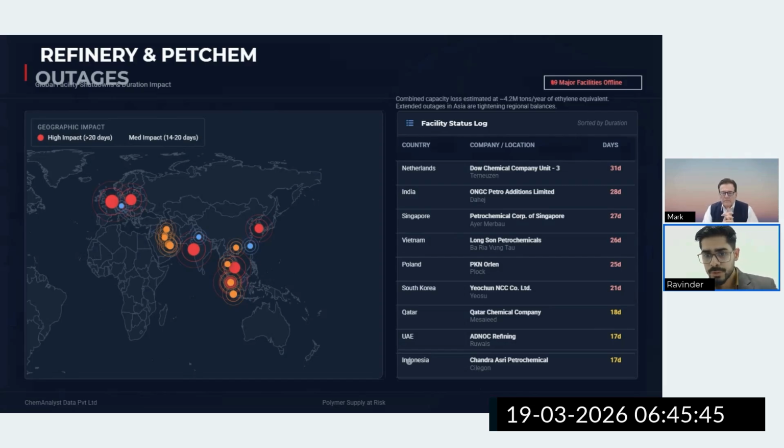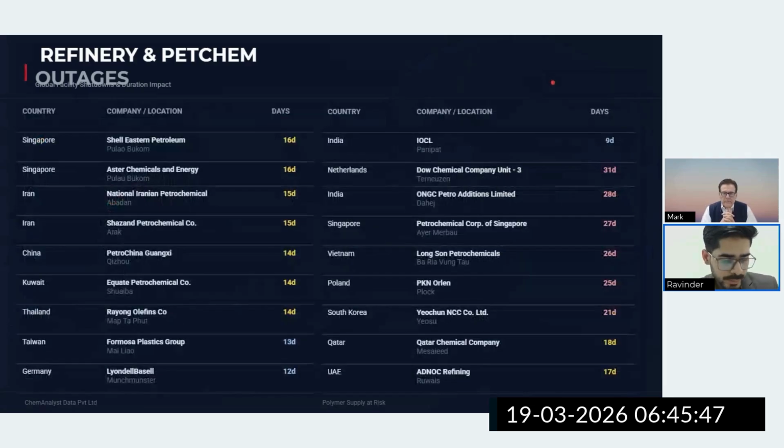And if you see the next slide, if you look closely, these shutdowns are not just limited to the Middle East and Asia. If you see closely, several European production facilities have also been affected.